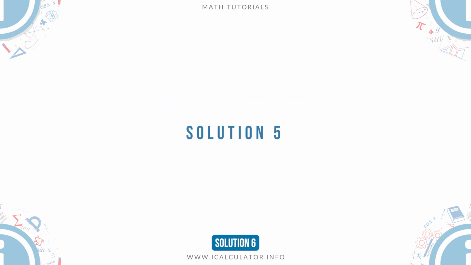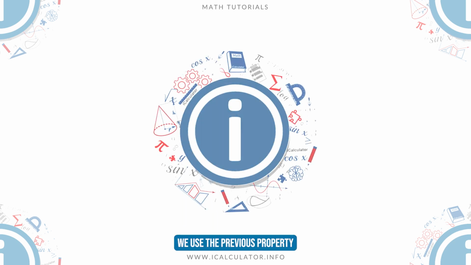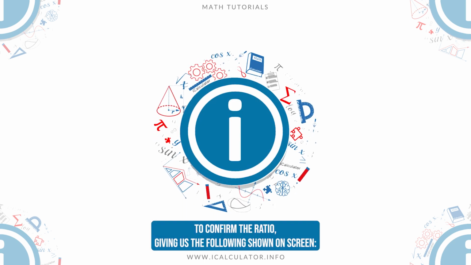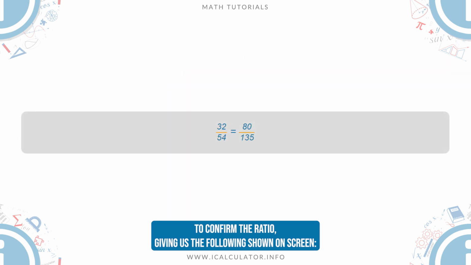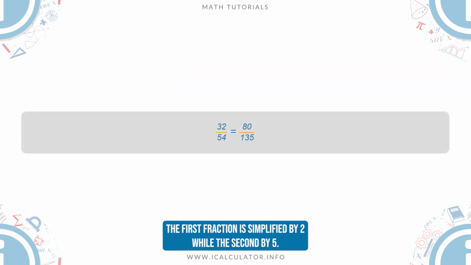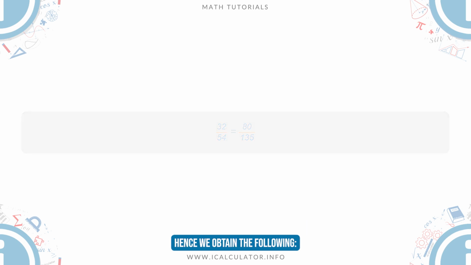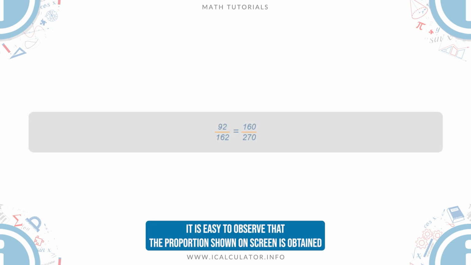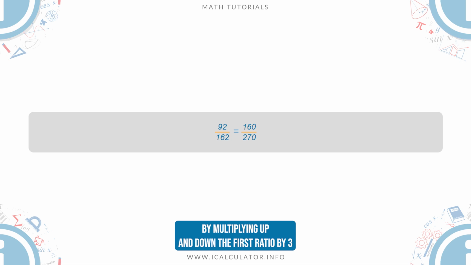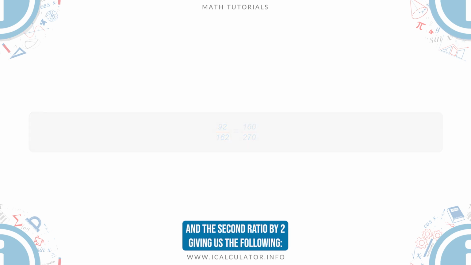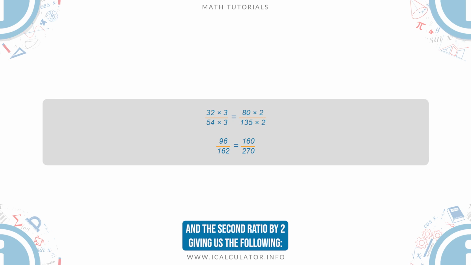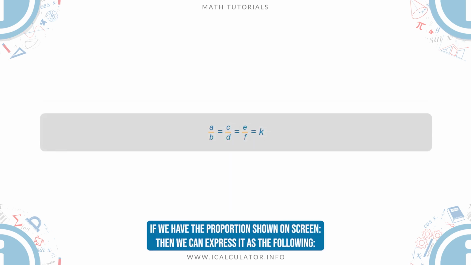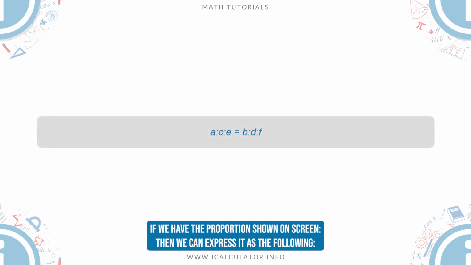Solution 6. We use the previous property to confirm the ratio. Giving us the following shown on screen, the first fraction is simplified by 2 while the second by 5. Hence, we obtain the following. It is easy to observe that the proportion shown on screen is obtained by multiplying up and down the first ratio by 3, and the second ratio by 2, giving us the following. If we have the proportion shown on screen, then we can express it as the following.